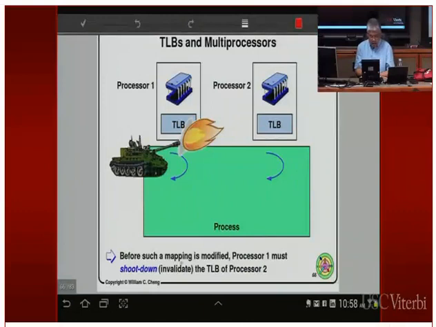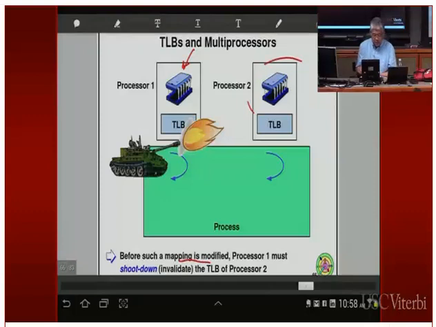Okay, so if you're trying to modify one of the mappings, and if you're trying to modify the mapping inside processor 1, you actually need to shoot down all the translation look-aside buffers in all the other processors. So what you need to do is go to all the other processors and find out whether they are running the same process or not. If they're running the same process, then you want to invalidate their translation look-aside buffer. If they're running a different process, well, then you know that whatever you modify is not going to affect them.